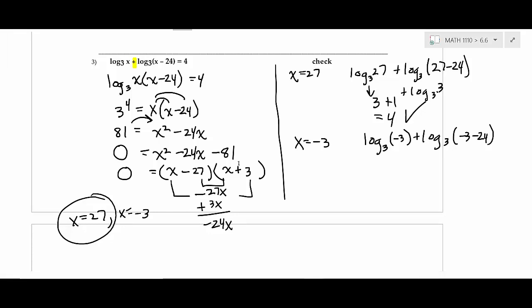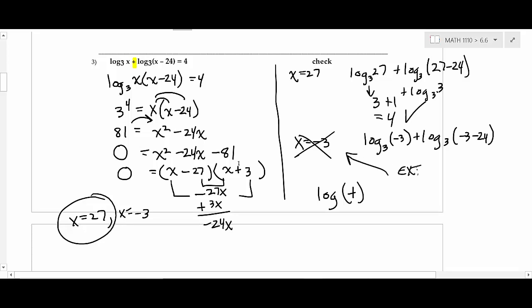There you go, good. Okay, you can't take a log of a negative number. So that right there is undefined. And that's what you got to check for. It's not that that's a negative answer, it's that when you check it, you're taking a log of a negative number. So you got to throw it out. Remember, you can only take a log of a positive number. So that has to be thrown out. That one is extraneous, so we call that an extraneous solution.